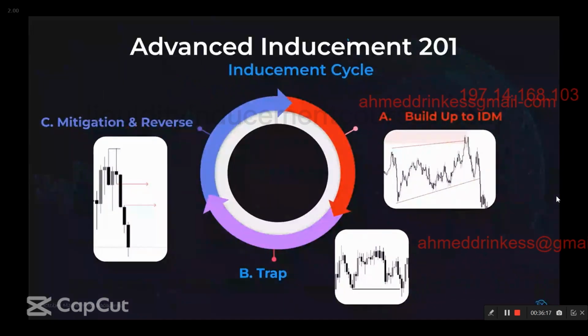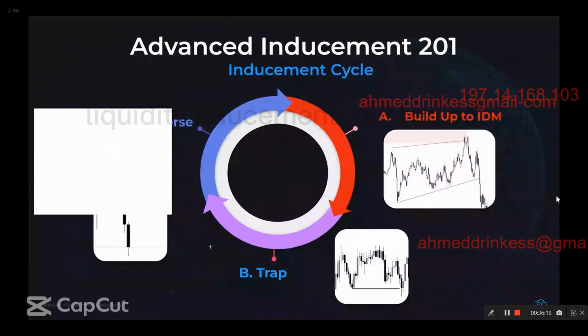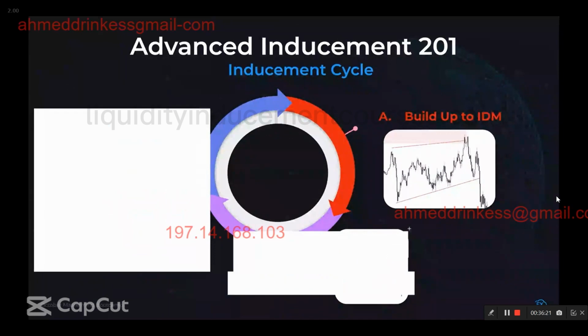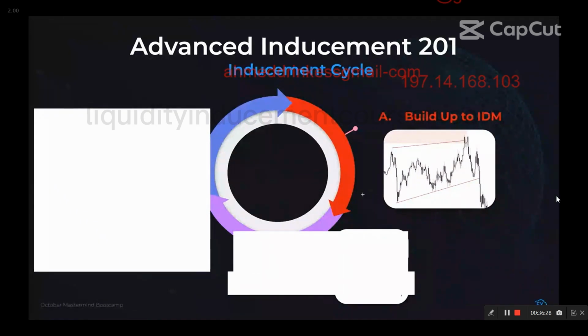All right, guys, so the inducement cycle, let's review it. So there's 3 phases. The inducement cycle tells us how price is delivering into the inducement. That's going to validate our order blocks and tell us the intentions of the traders who are getting trapped in the wrong trend. So the first phase of the cycle is what we consider the buildup to the inducement.